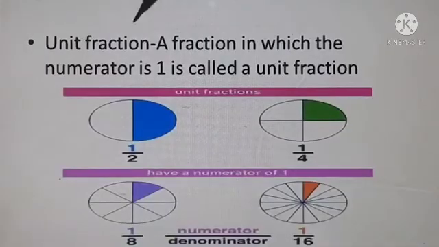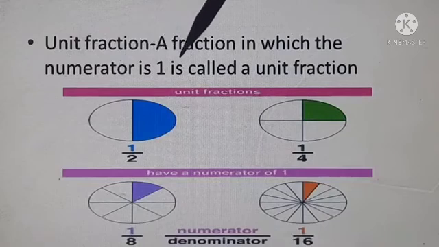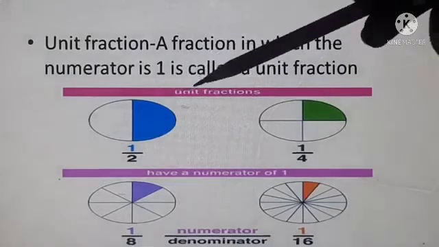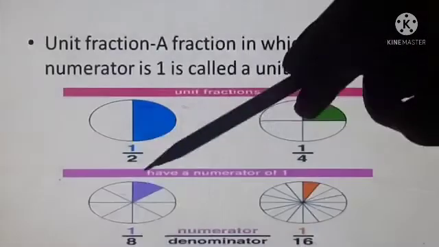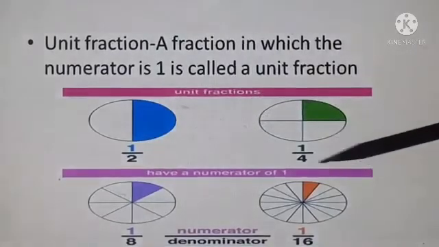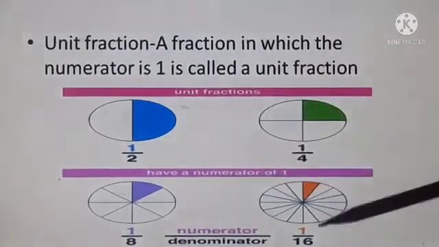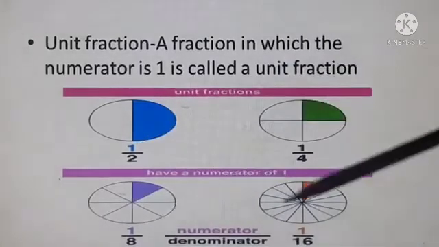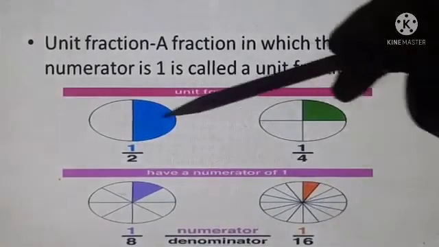Next type is unit fraction. A fraction in which the numerator is 1 is called a unit fraction. If the numerator is 1 in the given fraction, then that fraction is known as unit fraction. See this example. Examples of unit fraction: 1 by 2, 1 by 4, 1 by 8, 1 by 16. So numerator is 1. Okay.